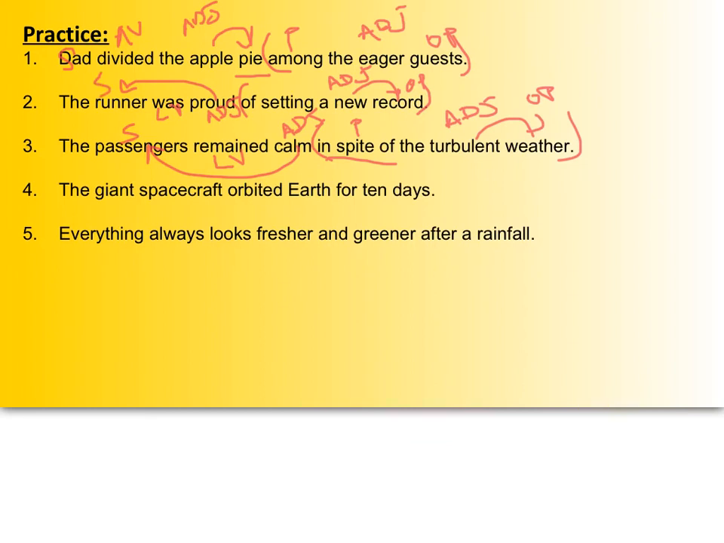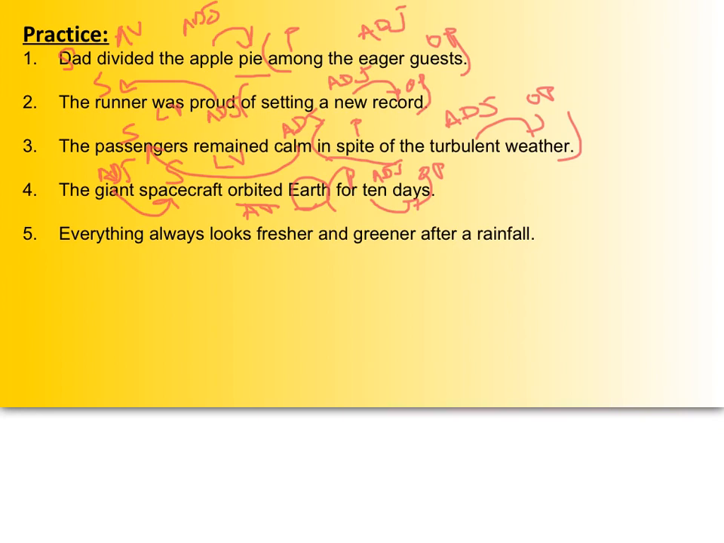The giant spacecraft orbited Earth for 10 days. Here I've got a prepositional phrase. 10 is saying how many days. That's an adjective modifying the object of the preposition. Here's my subject, spacecraft. Giant is modifying spacecraft. And then orbited is working as an action verb. And again, this is another kind of noun that we'll talk about later.